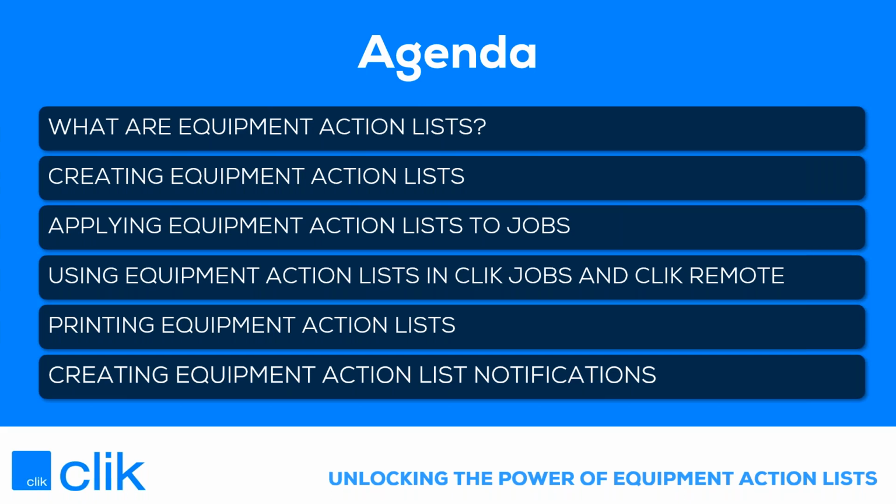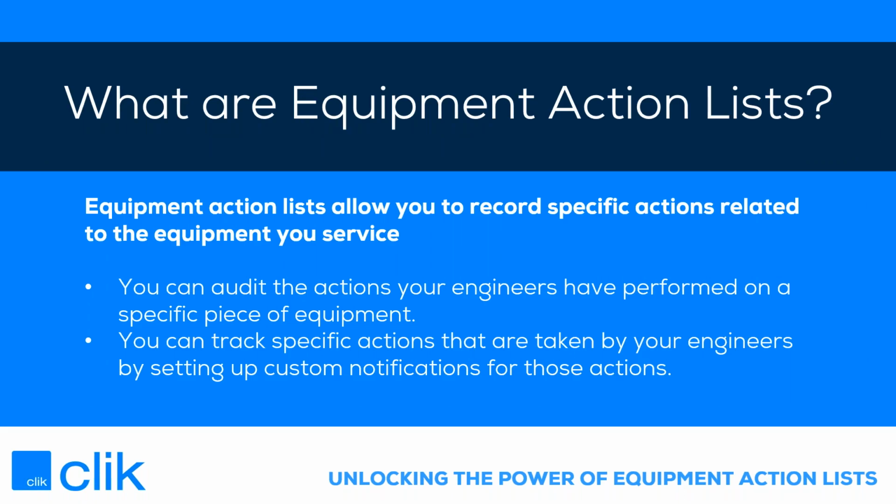Right, let's begin. So, what are equipment action lists? Equipment action lists allow you to record specific actions related to the equipment you service. For example, you have a job, you might have an asset or equipment on there, and you want to put a particular action list on that equipment or asset. You can audit those actions your engineers have performed on a specific piece of equipment, and you can see when they've completed those equipment action lists as well. You can track specific actions that are taken by your engineers by setting up custom notifications for those actions. So that's what equipment action lists are, and they can apply to all your assets if you need to.